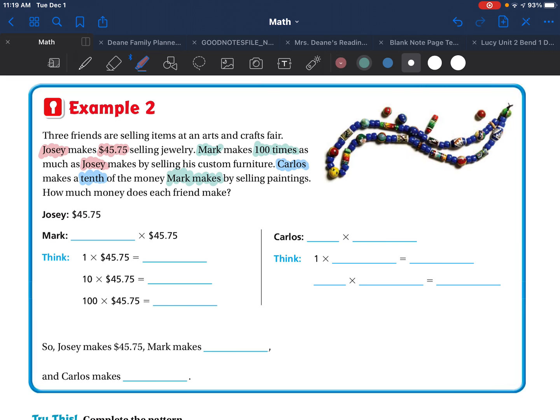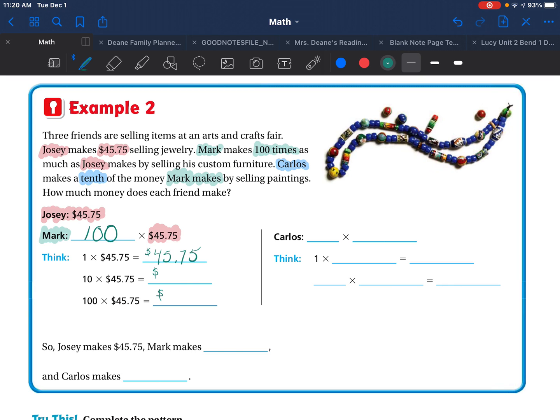So the first thing we want to do is set up what we have. And we already know that Josie made $45.75. Easy enough. Then we move on to Mark. And Mark, we know, made 100 times as much as Josie. So that's why we have Josie's amount here, but we need to go ahead and multiply that by 100 to be able to find out what Mark actually made. So they set up the pattern below here. We know that 1 times anything, it stays the same, so we keep the same number here.